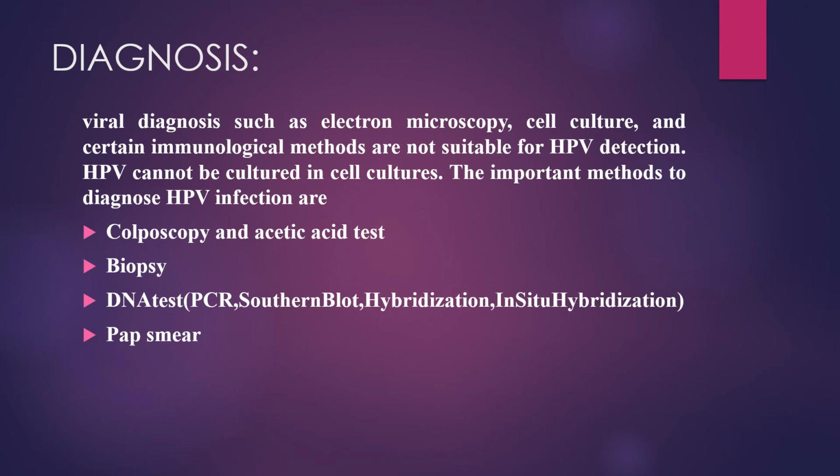Diagnosis of human papilloma virus. Viral diagnosis methods such as electron microscopy, cell culture, and certain immunological methods are not suitable for human papilloma virus detection. HPV cannot be cultured in cell cultures. The important methods to diagnose human papilloma infections are colposcopy and acetic acid test, biopsy, DNA test, PCR, Southern blot hybridization, and in situ hybridization. Pap smear is also used to diagnose human papilloma infection.